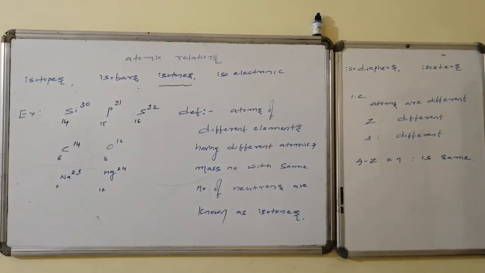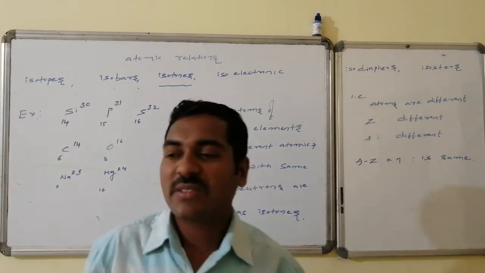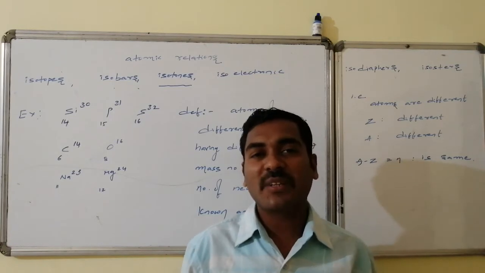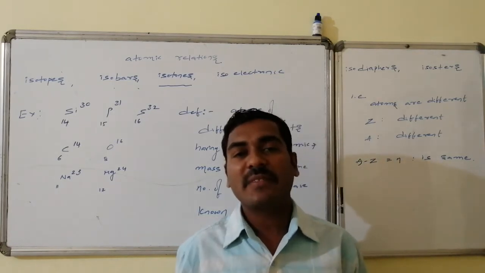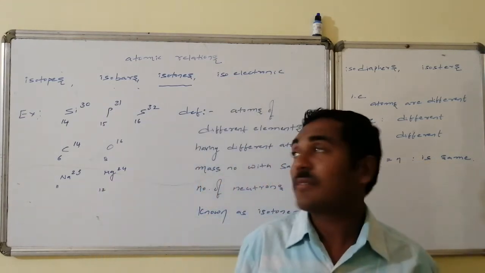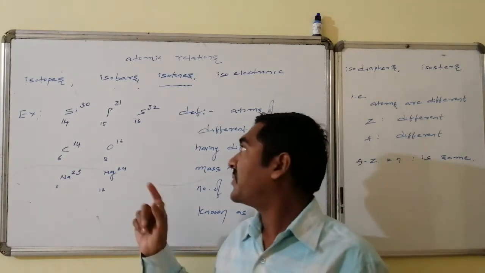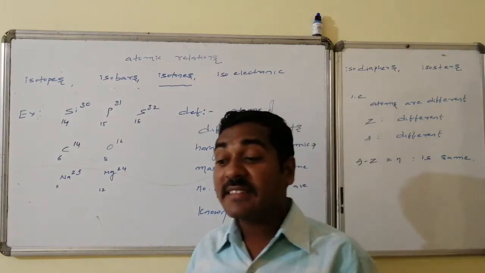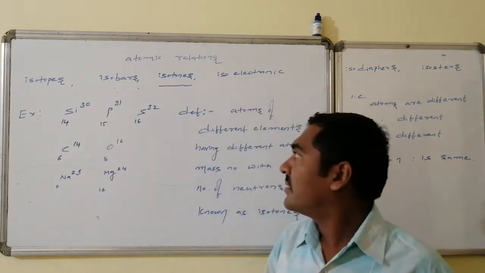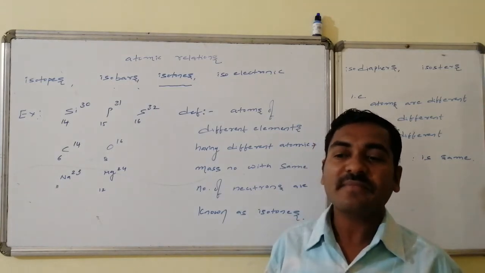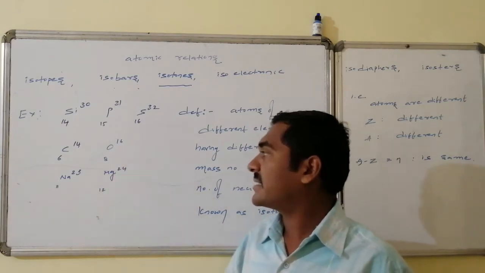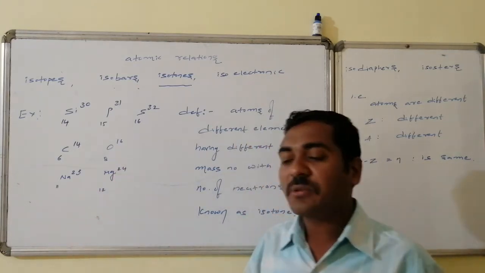Next is isotones. Iso stands for same, tones stands for neutrons. That is, atoms of elements having the same number of neutrons but differing in all other varieties of interrelations are said to be isotones to one another. See the examples. Silicon-30 (14,30) is there, phosphorus-31 (15,31) is there, sulfur-32 (16,32) is there. See, 30 minus 14, similarly 31 minus 15, similarly 32 minus 16, all give the same number. Similarly, carbon-12 (6,12), oxygen-16 (8,16), sodium-23 (11,23), magnesium-24 (12,24).